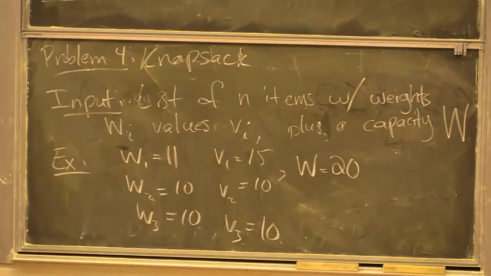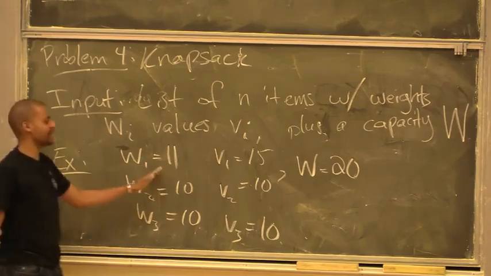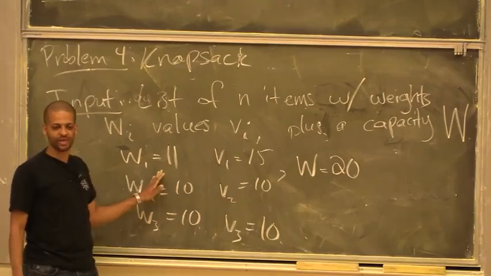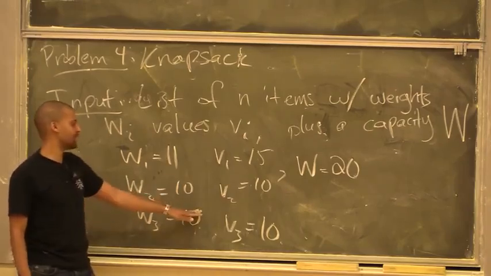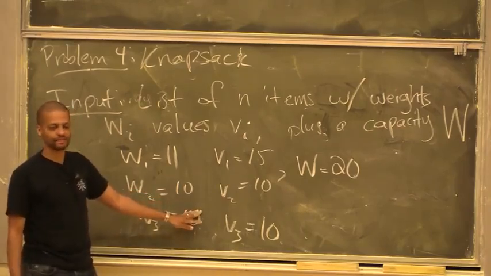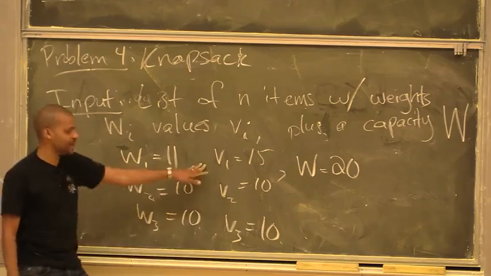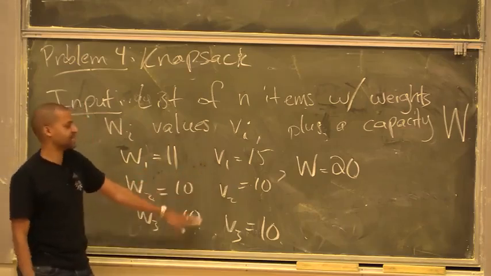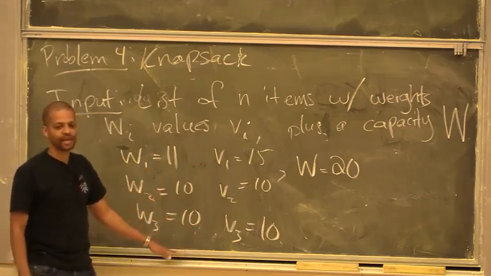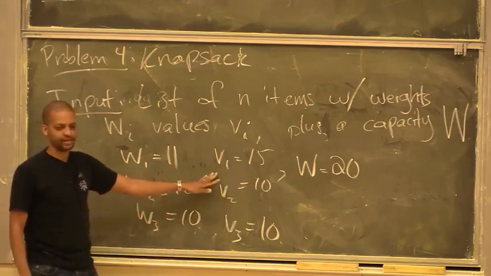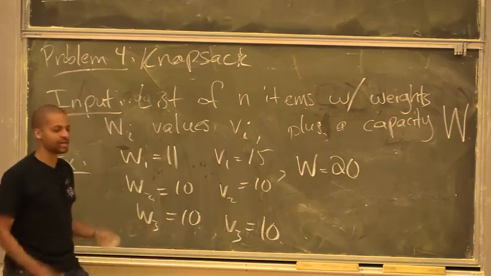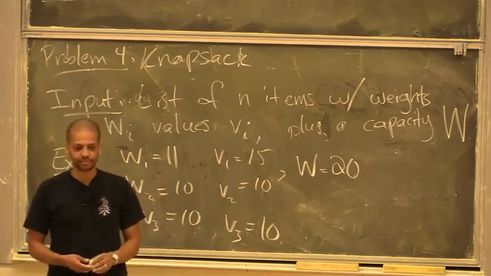So a natural thing would be to take the thing that has the most value per pound, and maybe greedily do that. Then after you take that, take the next thing that has the most value per pound, until I can't fit anything anymore. Notice here, item 1 has the most value per pound, because its value per pound is 15 over 11, whereas these have value per pound 10 over 10, which is 1. So the greedy algorithm would choose item 1, and then it'd be done, because it can't fit items 2 and 3. And it would get a total value of 15. Whereas if you chose items 2 and 3, you would actually get a total value of 20, which is better.